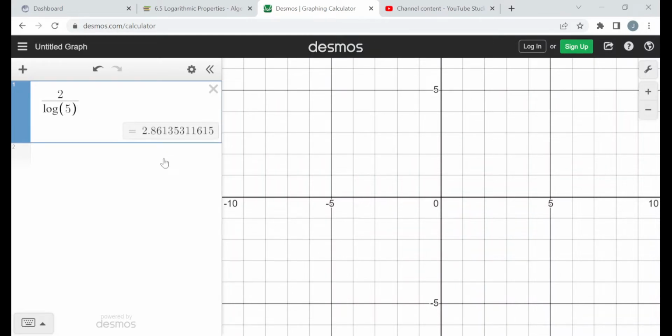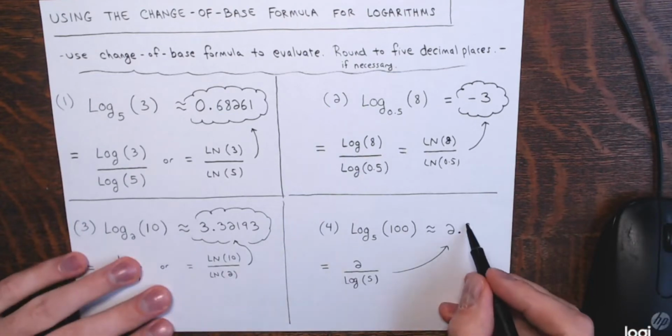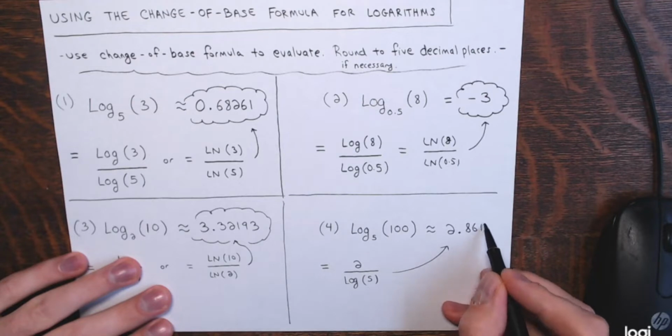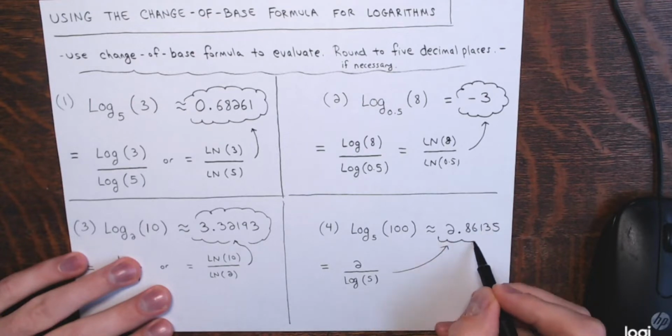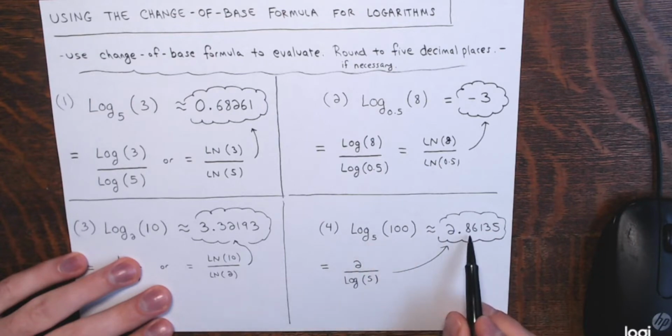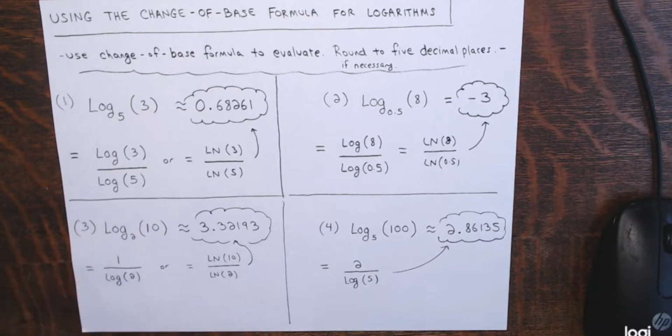And yeah, 2.861353, so 35, right, if I'm rounding to the nearest 100,000th. So approximately 2.86135. And there we go. Right. And again, to double check it, 5 raised to this power should be close to 100, really, really close to 100. Okay, let's keep doing this.